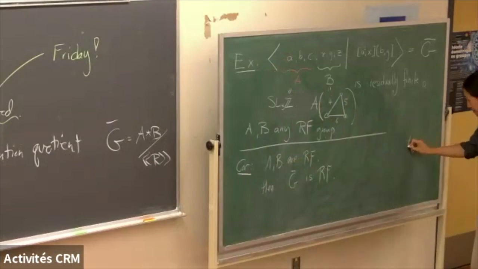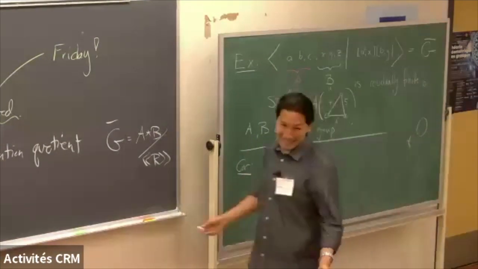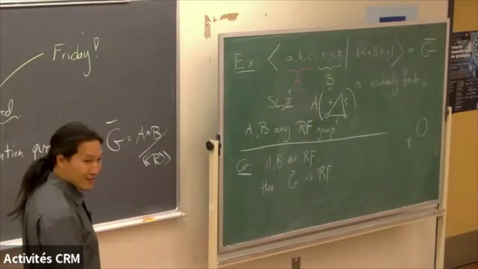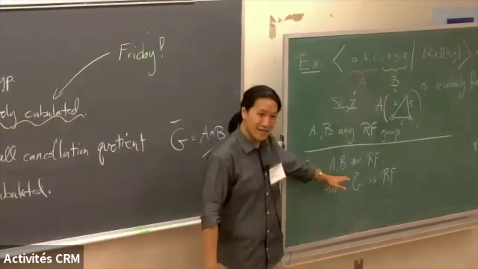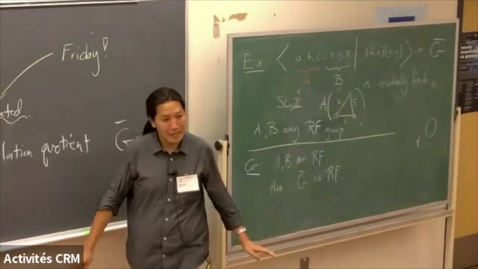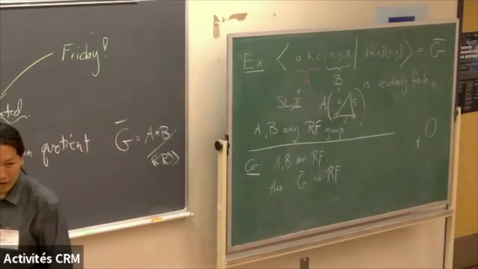Here's your hint. You can get another hint: that's a cube complex, a point. There are also all kinds of stronger separability results than residually finite. Start with any finitely generated residually finite groups A and B, then you take a small cancellation quotient free product.